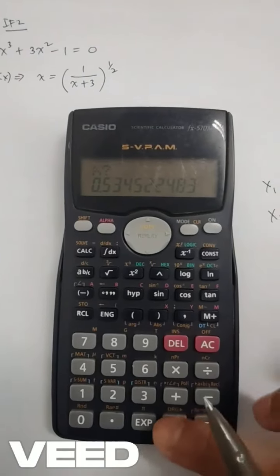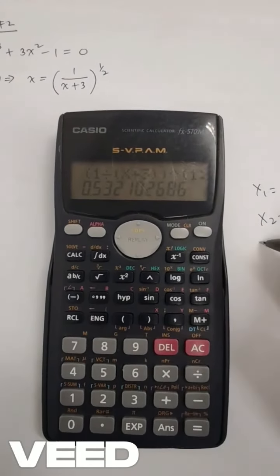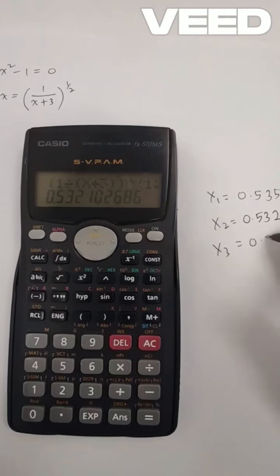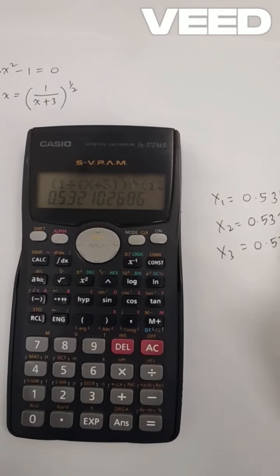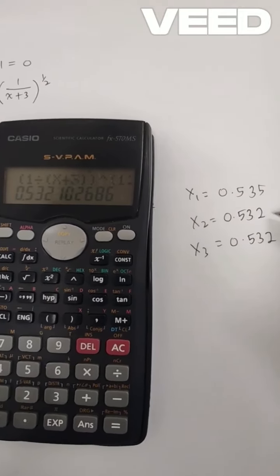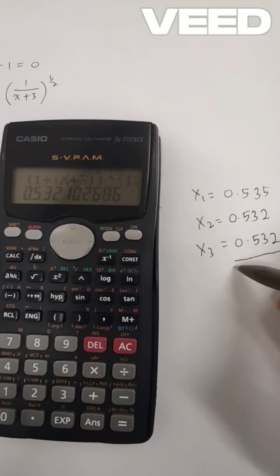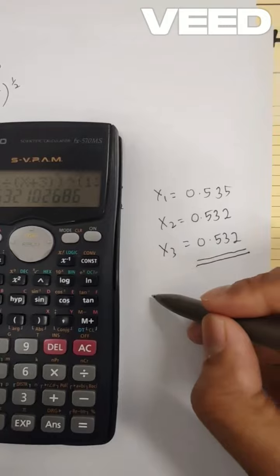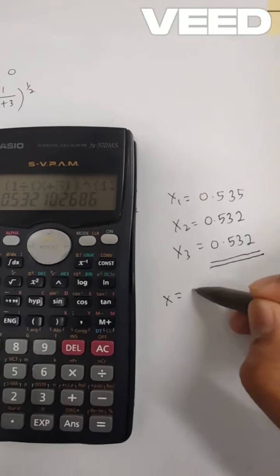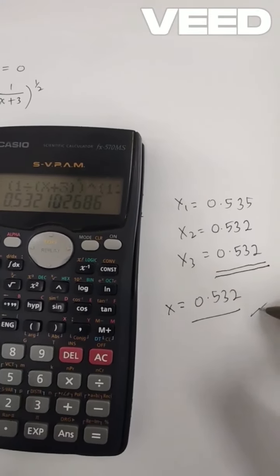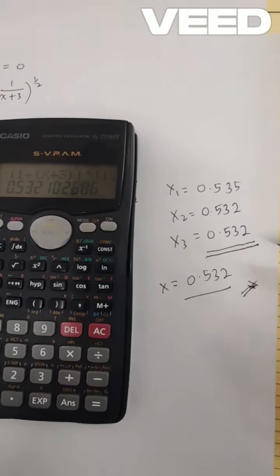Click calculate, click answer, then x3 equals 0.532, which is equal to the value of x2. So you can stop here because there is no error. Then the answer is x equal to 0.532. That's all. Thank you.